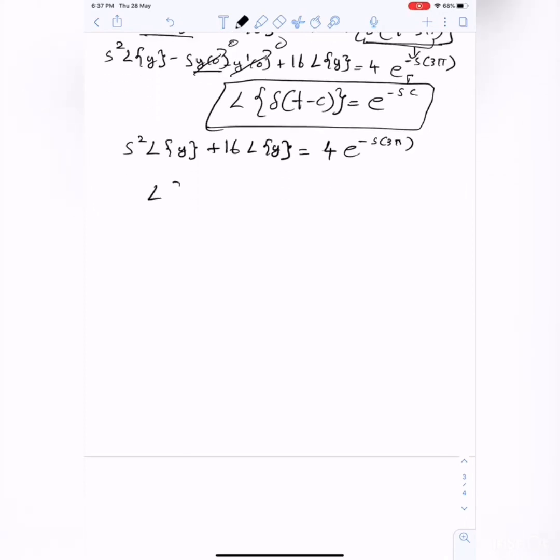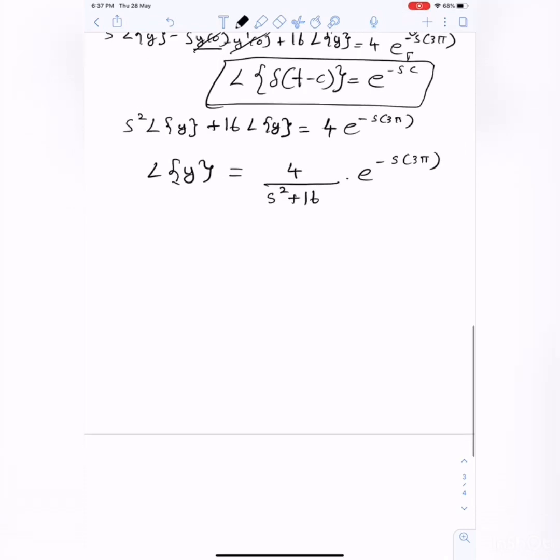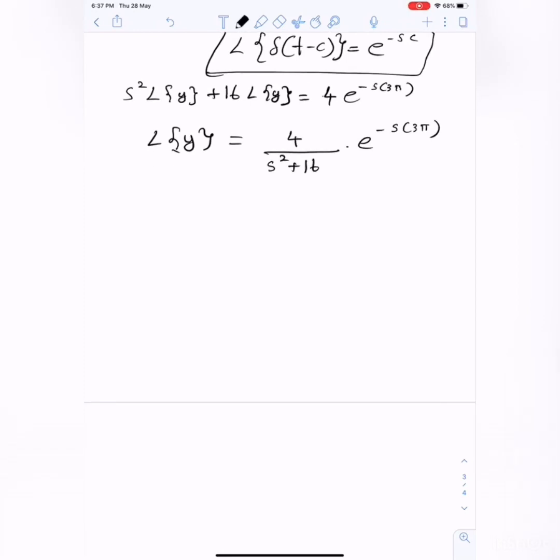So let's find our Laplace of y. Laplace of y is equal to 4 by s square plus 16 times e to the power minus s times 3 pi. Okay, so let's take Laplace inverse on either sides. So that would mean y is equal to Laplace inverse of 4 over s square plus 16 times e to the power minus s times 3 pi.